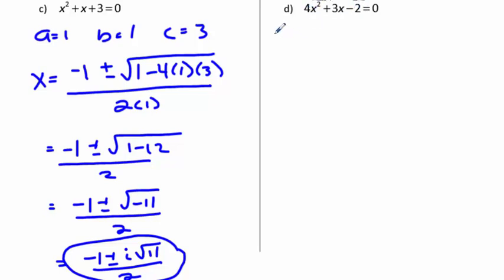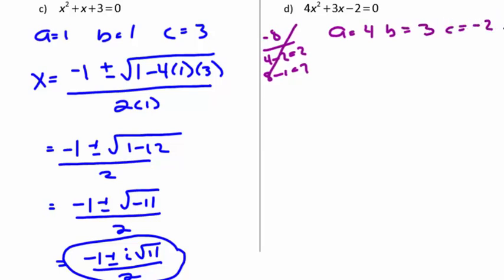4 times negative 2 is negative 8. 4 times 2, but 4 minus 2 is 2, and 8 times 1, and 8 minus 1 is 7. So this one doesn't factor. Okay, so since it doesn't factor, we need to use the quadratic formula. So a equals 4, b equals 3, and c equals negative 2.